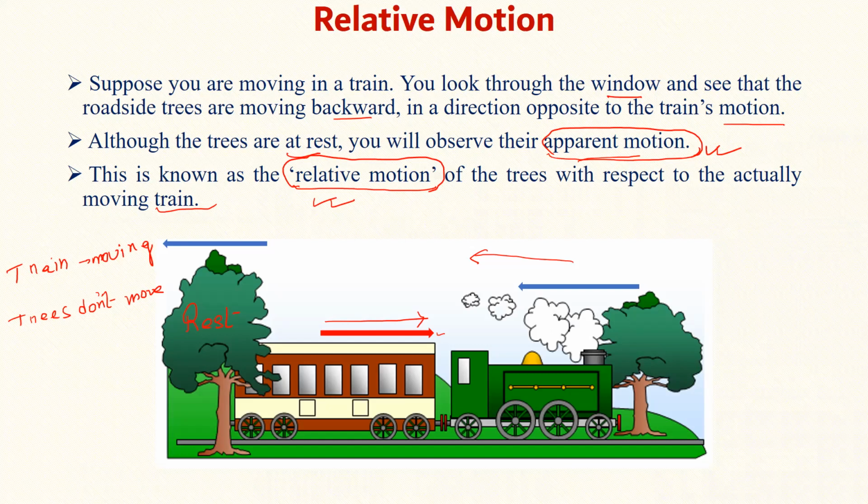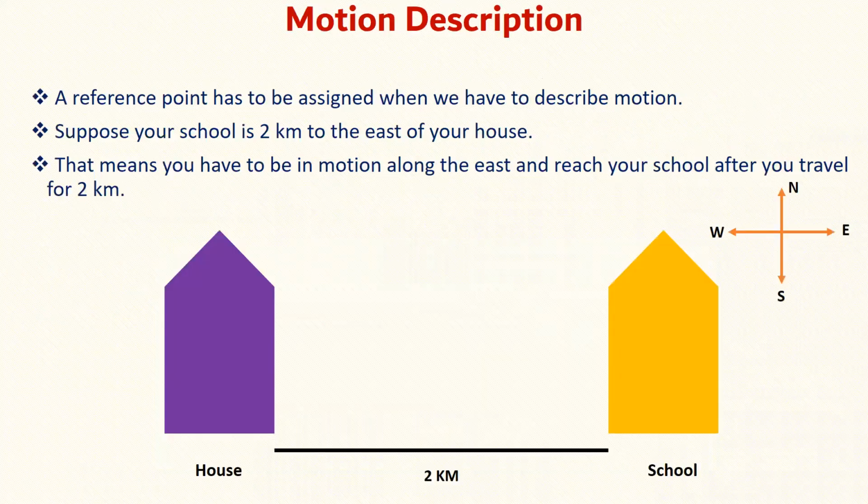So with this, I'm moving to the next topic: motion description. The question here is, how do we describe motion? A reference point has to be assigned. In order to describe motion, we need a reference point.